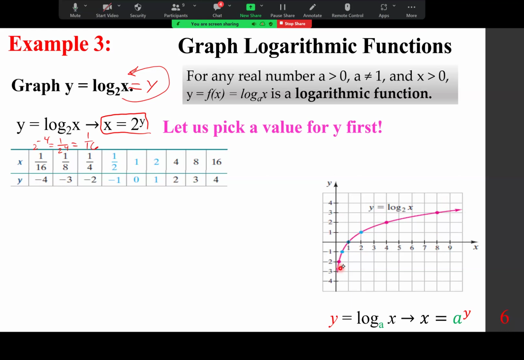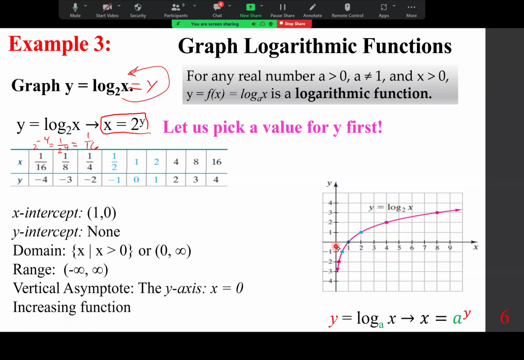What do we notice? X-intercept at 1, 0. There is no y-intercept. Domain from 0 to infinity, range all real numbers. We don't have a horizontal asymptote, rather we have a vertical asymptote, which is the y-axis or x equal to 0. Needless to say, this is an increasing function.